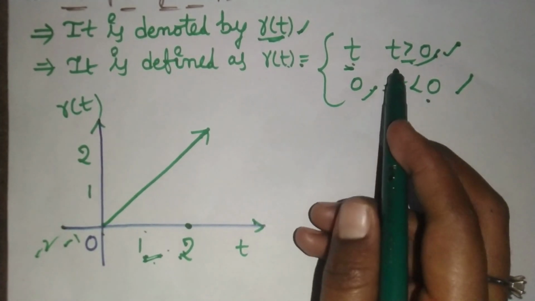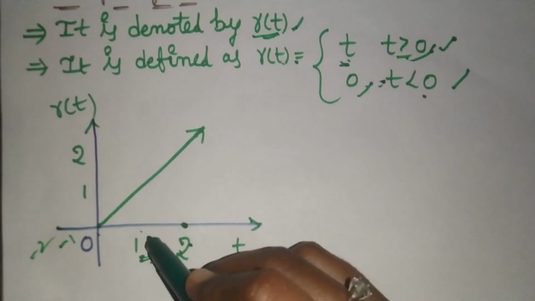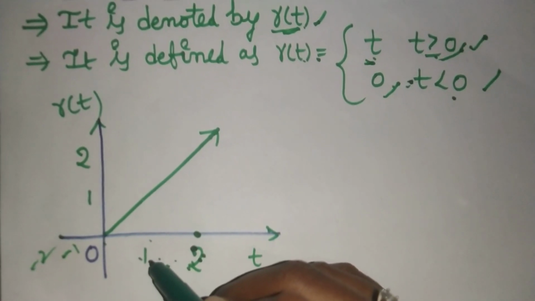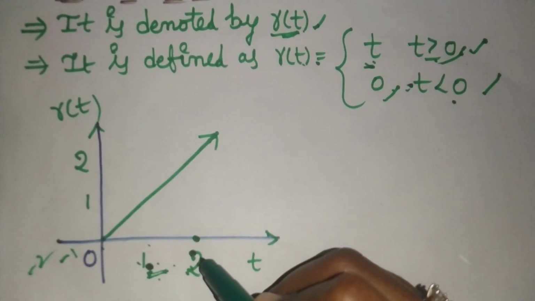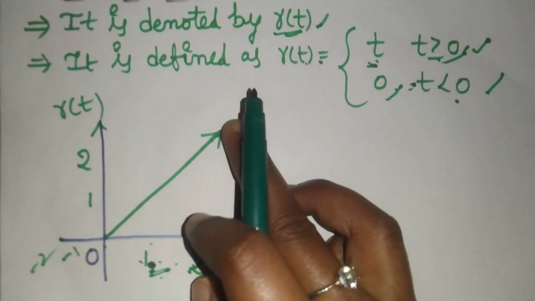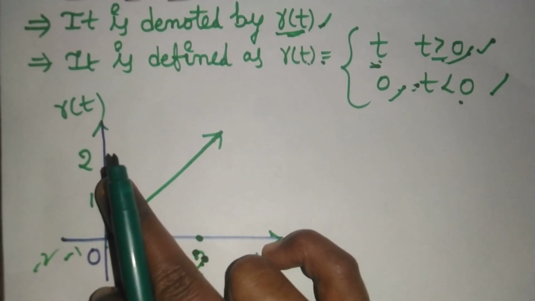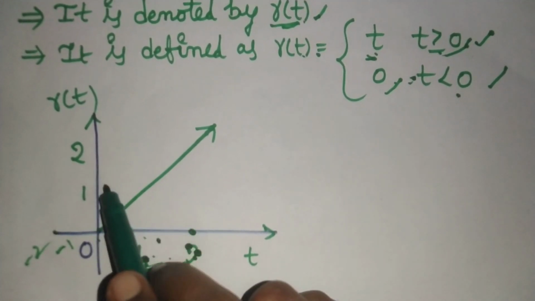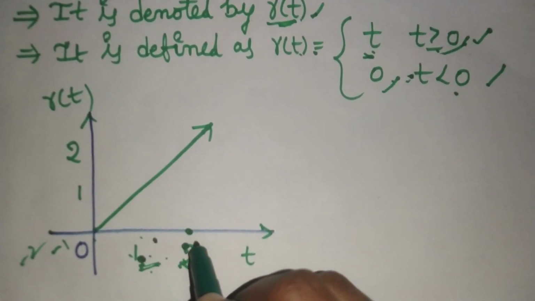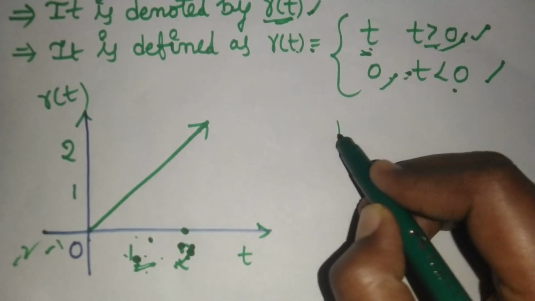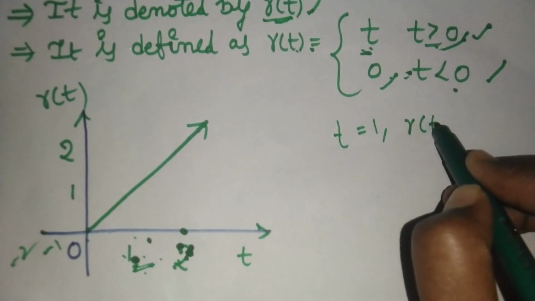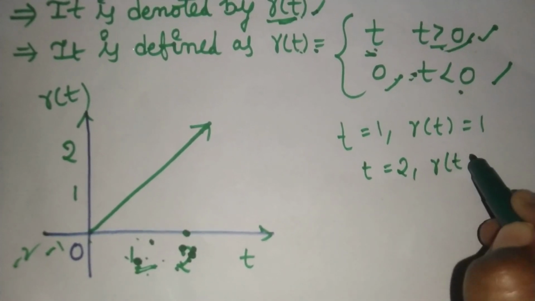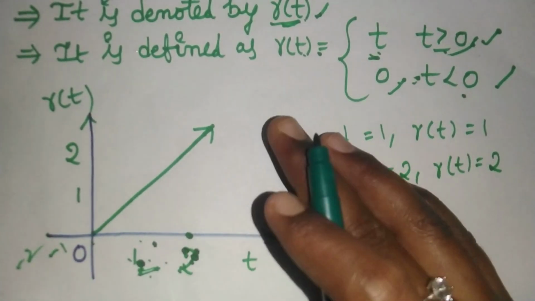For t greater than or equal to 0, with t equal to 1 and t equal to 2, the value is t. That means R of t is proportional to t. Whenever t equal to 1, then R of t equal to 1. When t equal to 2, R of t equal to 2. That means it is linear. It is proportional to time.